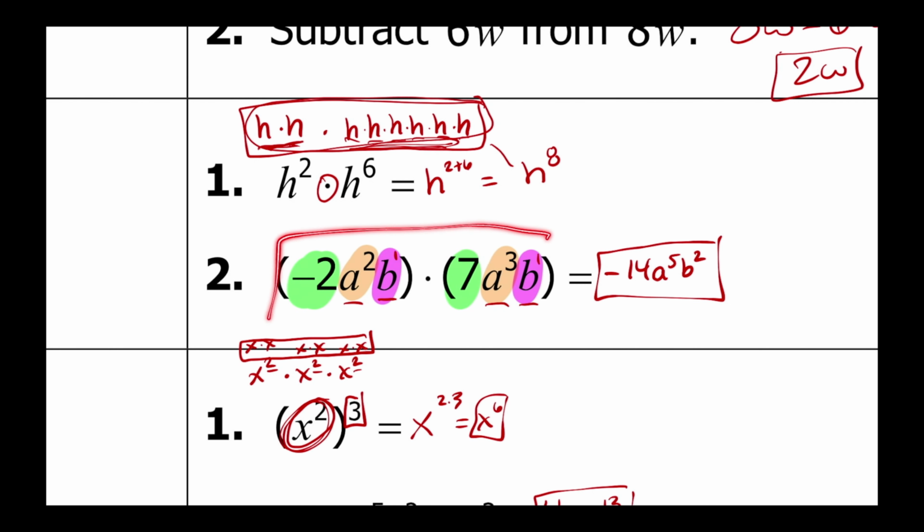Okay, and then we had this problem where we're multiplying two monomials, two terms, so we just multiply the numbers together, we multiply the a's together, and we multiply the b's together.